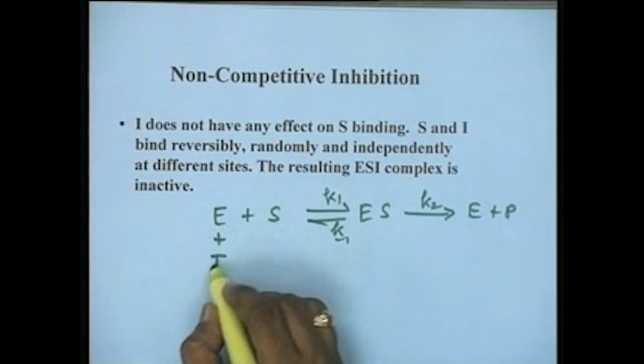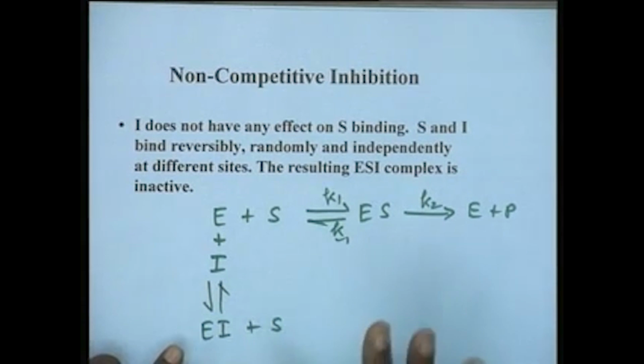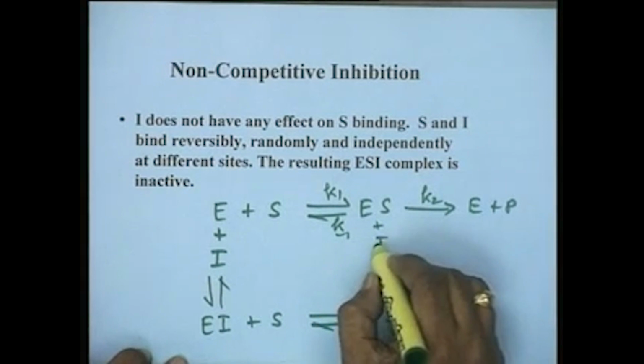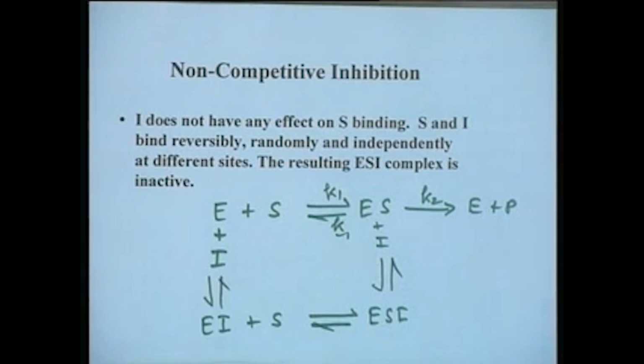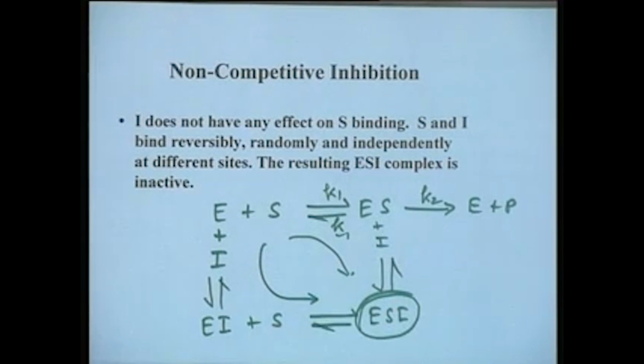The enzyme can also bind to inhibitor, giving you EI, and because the binding site for substrate is different, this EI can again bind substrate to form ESI. And this ES can also bind to I to give you ESI. Basically, the enzyme-substrate-inhibitor complex, the triple complex, can be arrived at either from this route or from this route. There is no problem, because the binding of substrate and inhibitor do not interfere with each other.